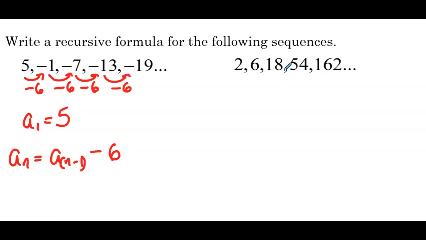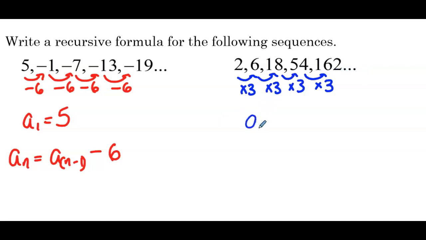2, 6, 18, 54, 162. So it definitely doesn't look like we're adding by the same amount each time. Maybe multiplication. So 2 to 6, that would be times 3. 6 to 18, that would be times 3. 18 to 54 times 3. 54 to 162 is also times 3. So our pattern is consistent through all of the terms of the sequence.